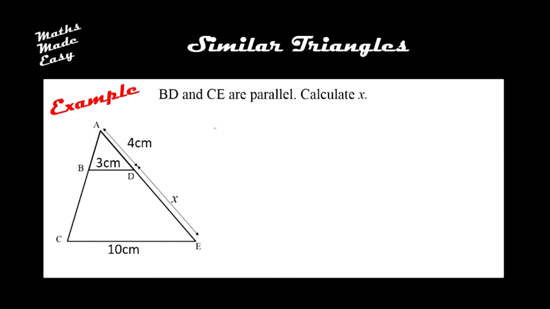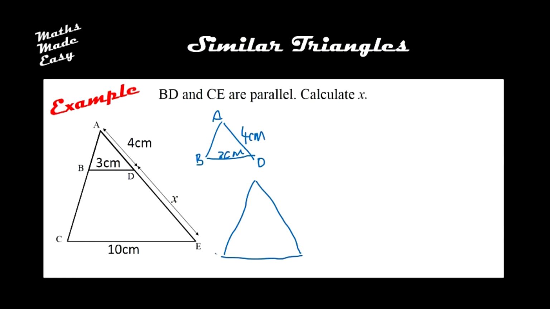Here's a second example of one of these combined diagrams. So again, I'm going to try and separate it out into the two triangles that I can see. I've got triangle A, B, D at the top here, which has this length as 4 centimeters and a base of 3 centimeters.